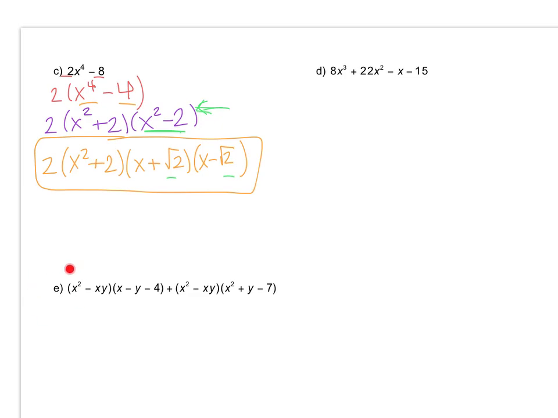We're going to skip E. Typically I would do D in class. I'm just going to explain D, and I'm going to ask you to pause the video and work through it yourself.